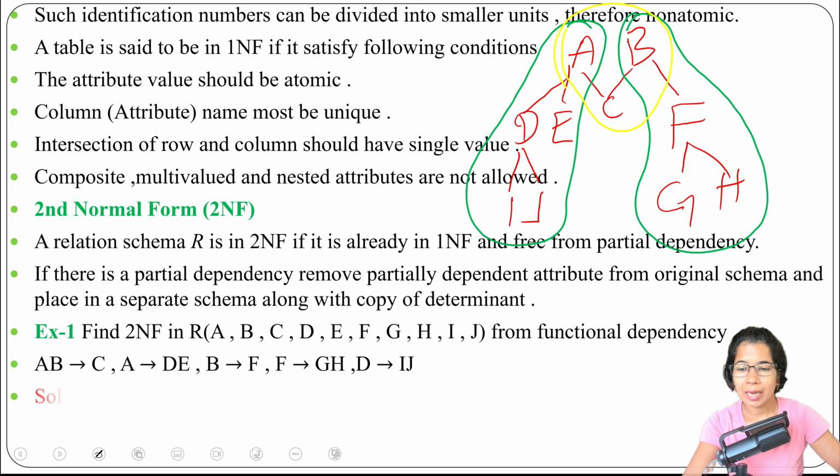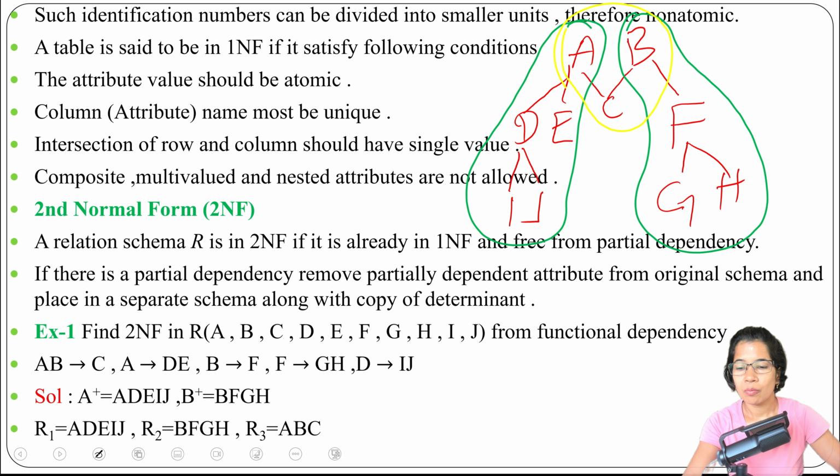A, D, E, I, J will be in one table, R1 for A, D, E, I, J, then R2 for B, F, G, H, R3 for A, B, C. Just mark in the first table D, E, I, J all dependent on A. In the second table F, G, H all dependent on B. In the third table C dependent on both A, B.